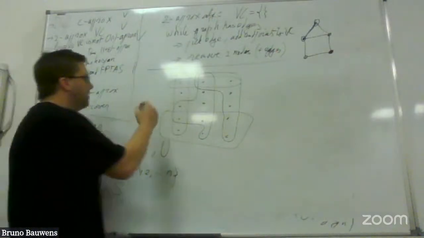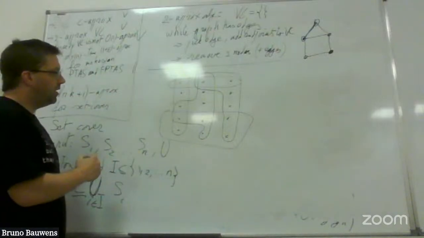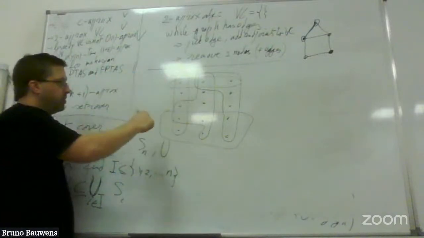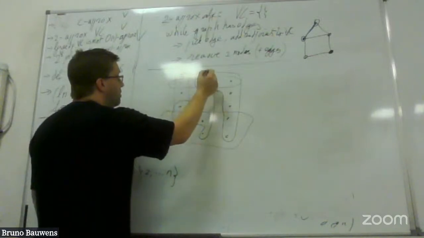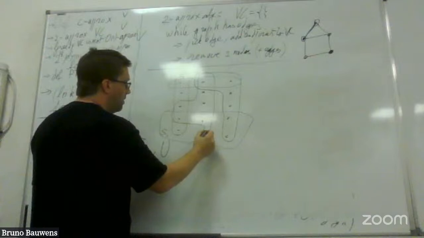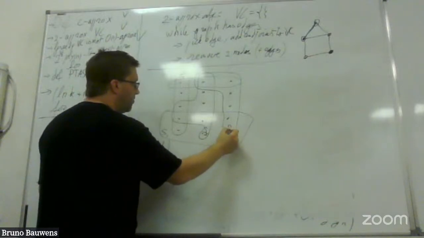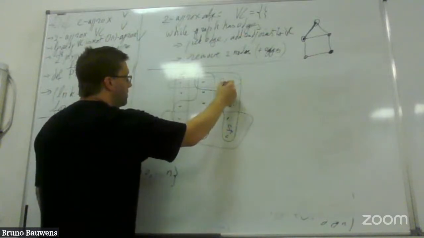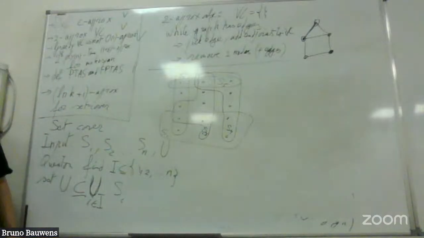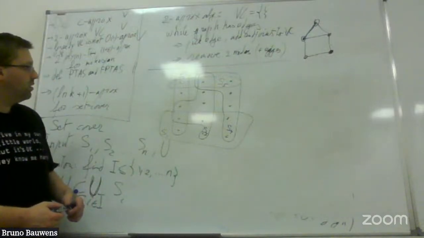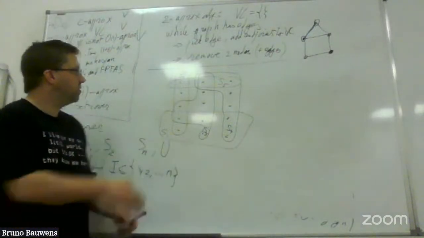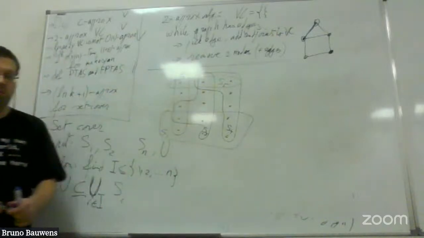Well, what is U? All the points that are visible. That's one, that's two, that's three, that's one. Three sets. Yeah, three sets. So which ones? Second, third, and fourth. So the three vertical ones.